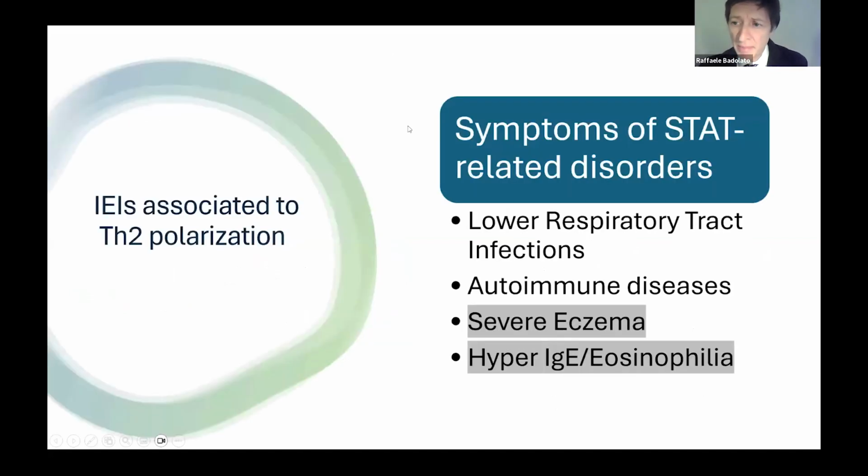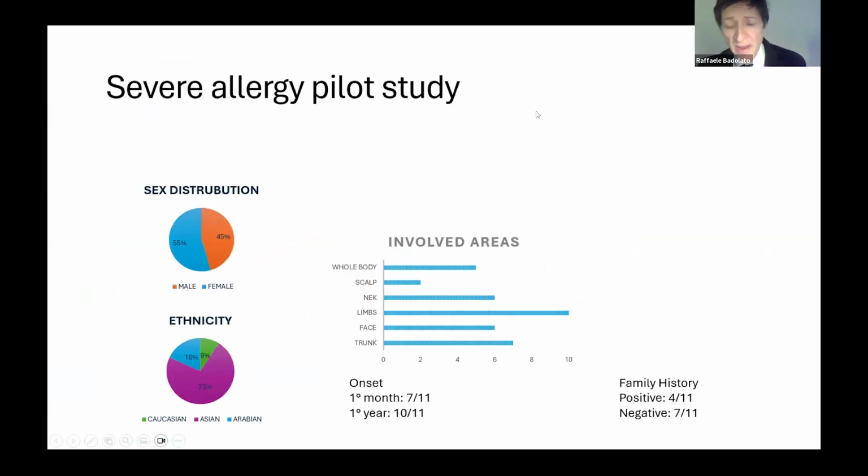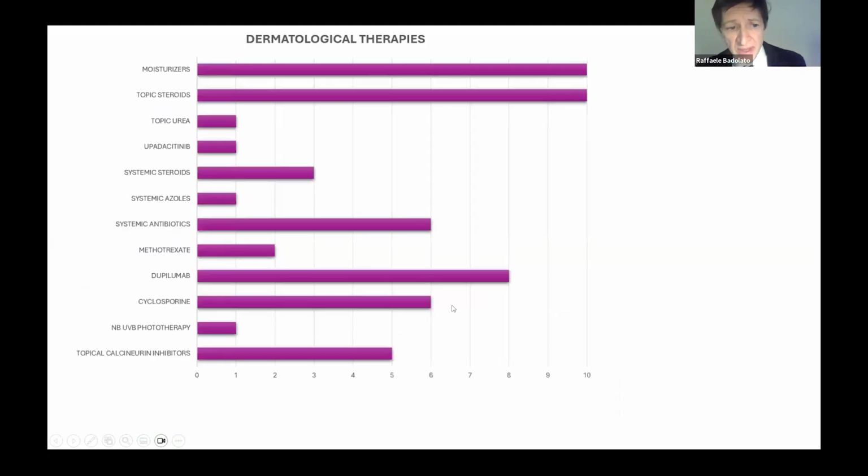And let me finish with the patients with specific abnormalities affecting the Th2 manifestations. So we mean eczema, hyper IgE, and eosinophilia. In Italy, we carried out a pilot study, including patients with a severe eczema, which required systemic treatment. Most of these patients were on dupilumab or cyclosporine. Among these patients, it was 10 patients, but now the study is recruiting many more patients.